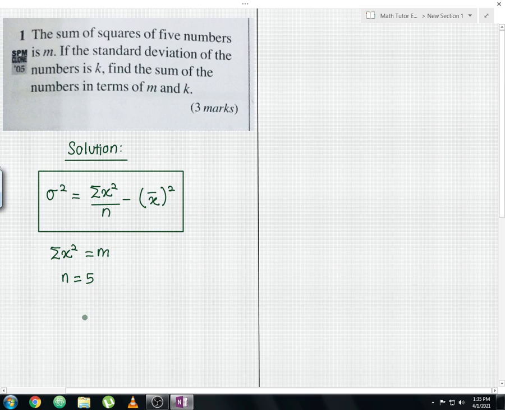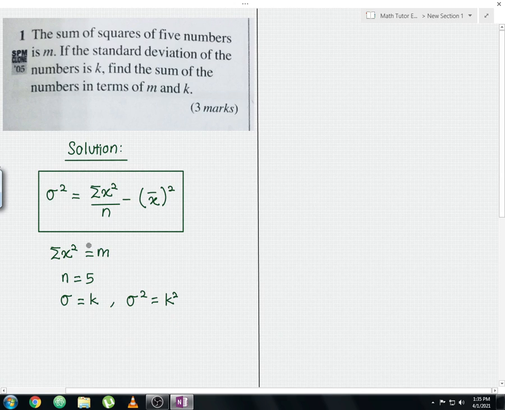The formula here mentioned variance, but the question gave us standard deviation. So how are we going to find it? No problem, we can find it as well. The standard deviation given by the question is equal to k. To find the variance, you need to square the standard deviation. So from here, sigma square will be equal to k square. Okay guys, I hope you understand the concept up until now.